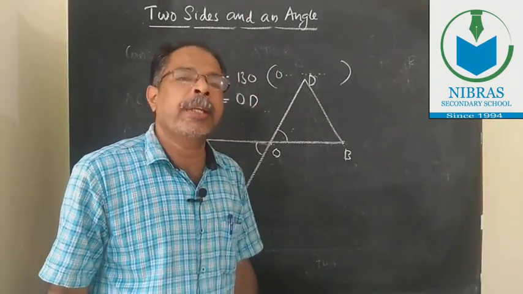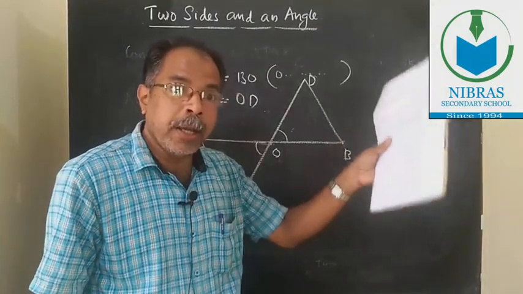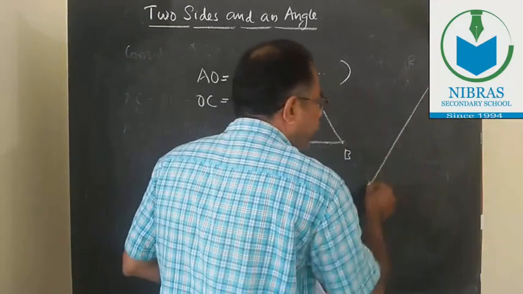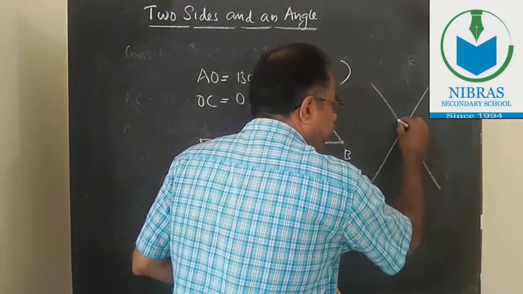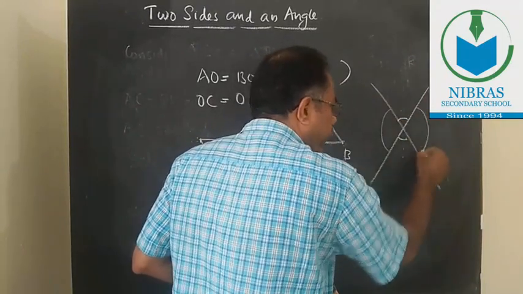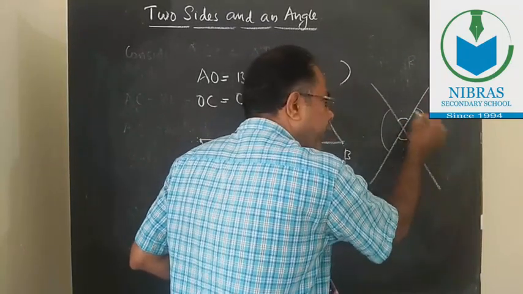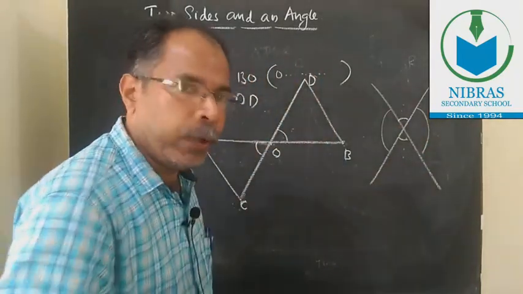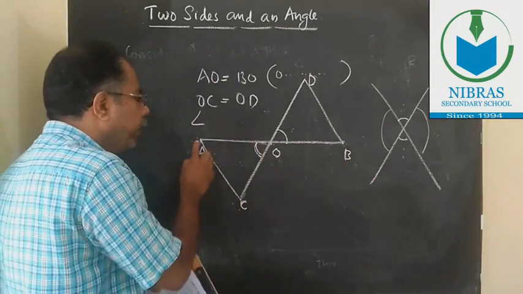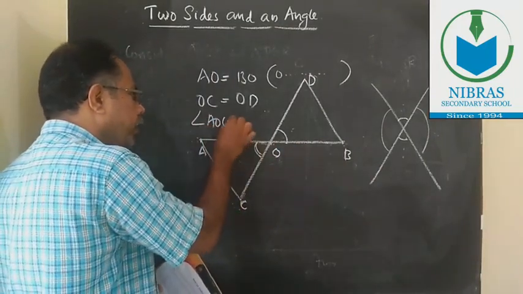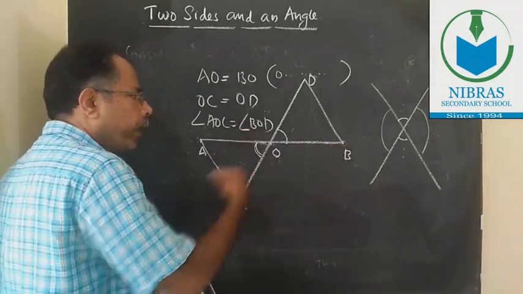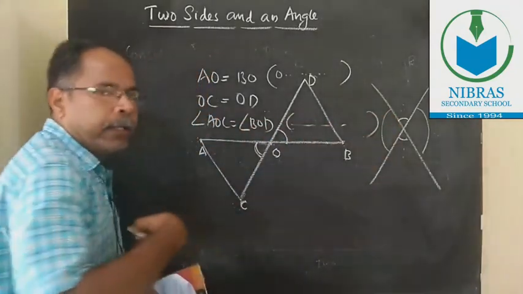Yes. In the first class, I taught you the opposite angles. When two lines cross each other, these two angles are vertically opposite angles, and these two angles are also vertically opposite angles. The opposite angles are equal. Therefore, angle AOC is equal to angle BOD. Why? Opposite angles.